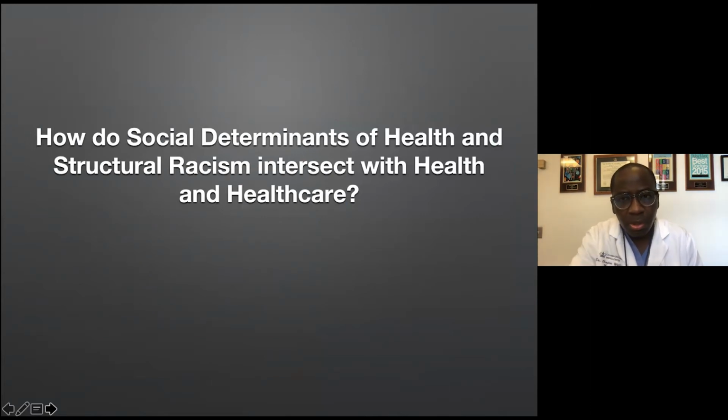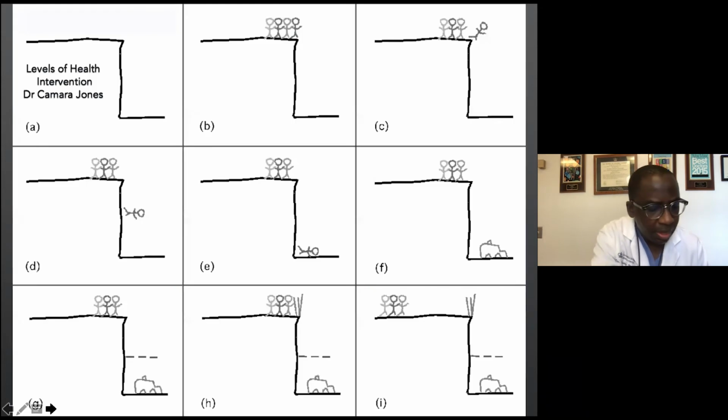So how do social determinants of health and structural racism intersect with health and healthcare? Again, allow me to utilize Dr. Camara Jones's cliff analogy, which I really think is probably the best way to explain the interaction of racism, structural racism, and social determinants of health with our healthcare system and our individual health.